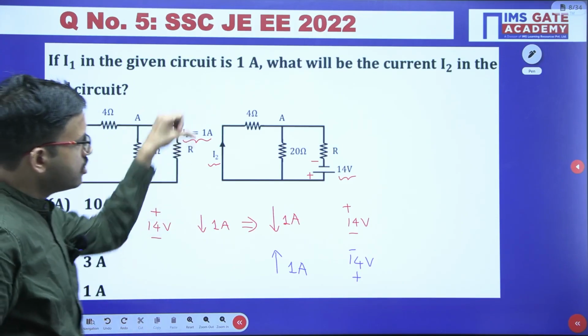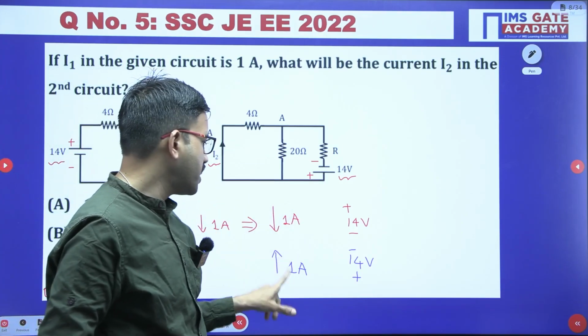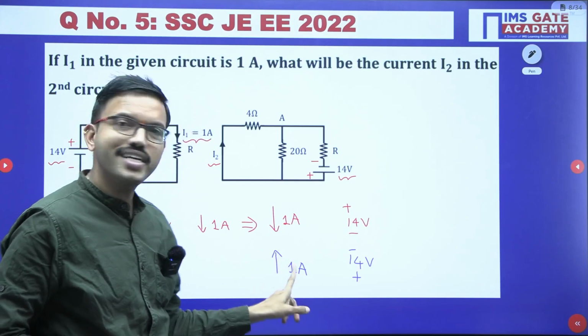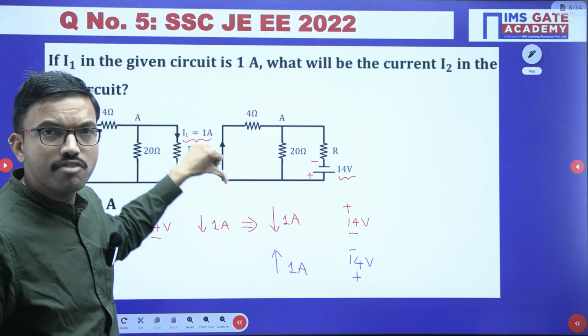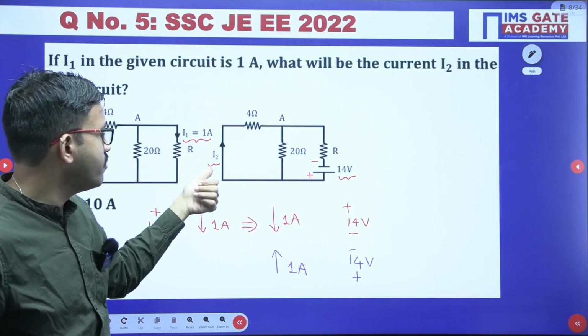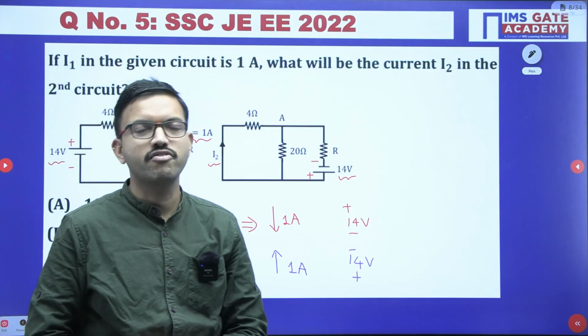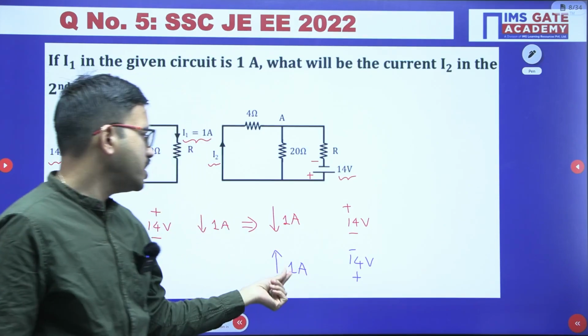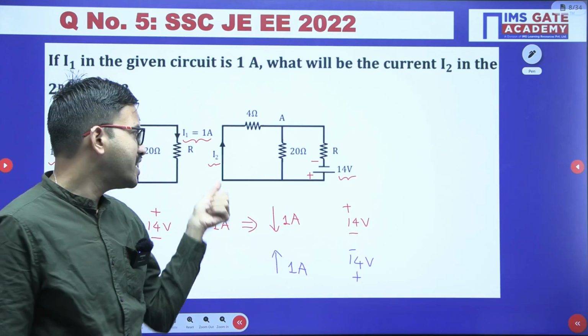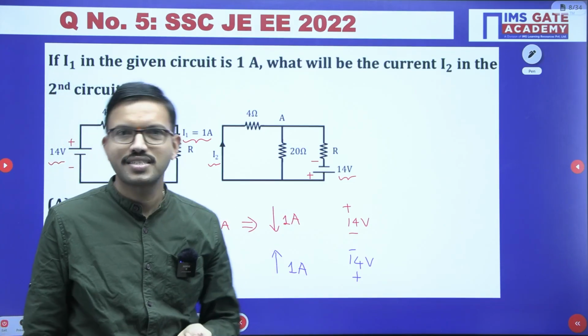If suppose they have given the current direction downward, because actually you are getting upward current as 1 ampere, then that particular current value will be minus 1 ampere. Whenever the directions are the same, you need not change the sign. If the directions are opposite, then you have to change the sign. Okay, right.